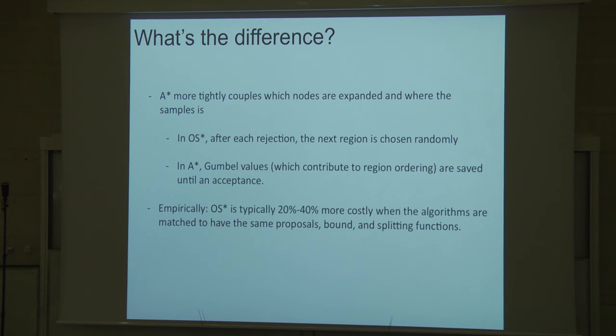The end takeaway is that this OS star algorithm looks exactly the same. You implement exactly the same functions, but A star sampling is moderately more efficient, in the sense that the OS star algorithm tends to use 20 to 40% more computation than A star sampling. Okay, so let me just show you a couple of experiments.